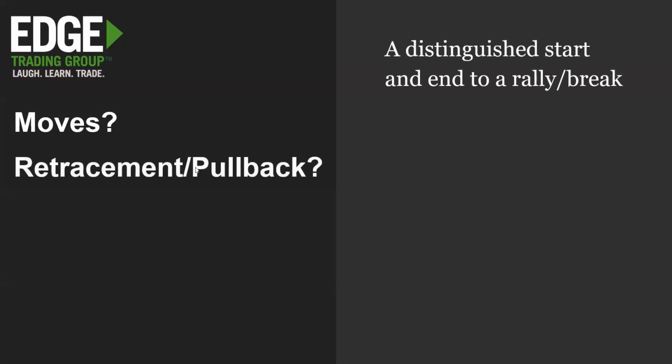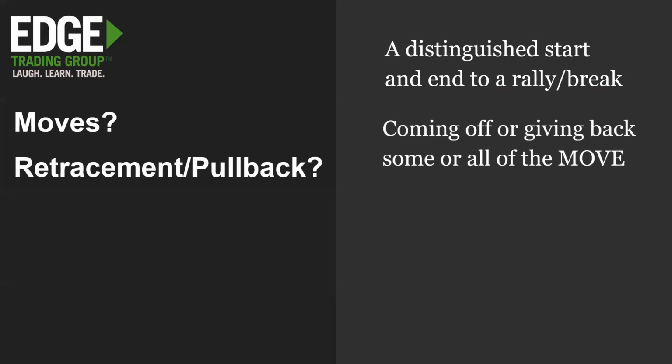A retracement, also a pullback. Different word, means the same thing. What is it? Definition: coming off or giving back some or all of the move. So if the move, this guy right in here, is this, the retracement is this. It could stop there, it could keep going and stop here, it can give the whole move, which was from there to there, 100% of it back. It retraced the whole move.